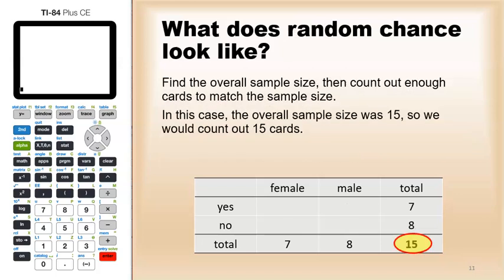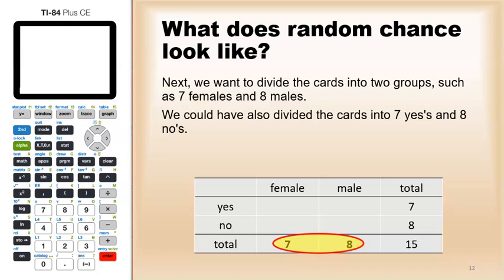So, first thing we'd look at are the marginal totals and the overall total, then count out enough cards to match that sample size. In this case, the overall sample size was 15, so we would want to have 15 cards, one for each person. Next, we want to divide the cards into two groups, such as 7 females and 8 males. We could have divided the cards into 7 yeses and 8 nos also, but for this example, I'll do females and males.